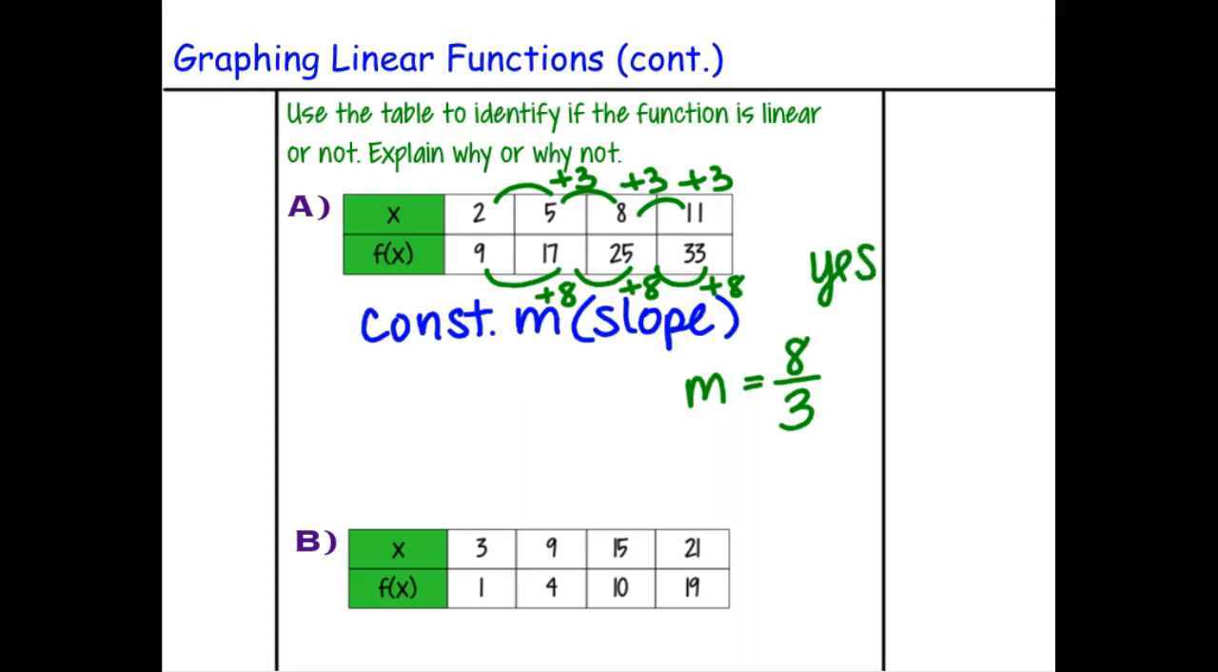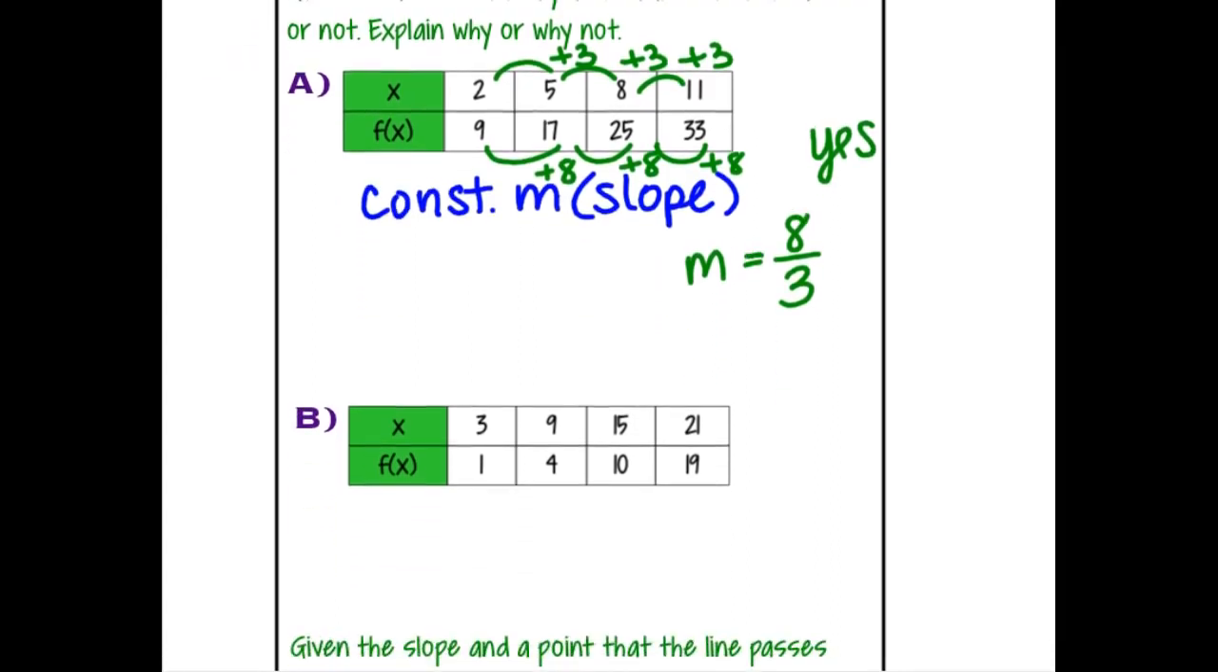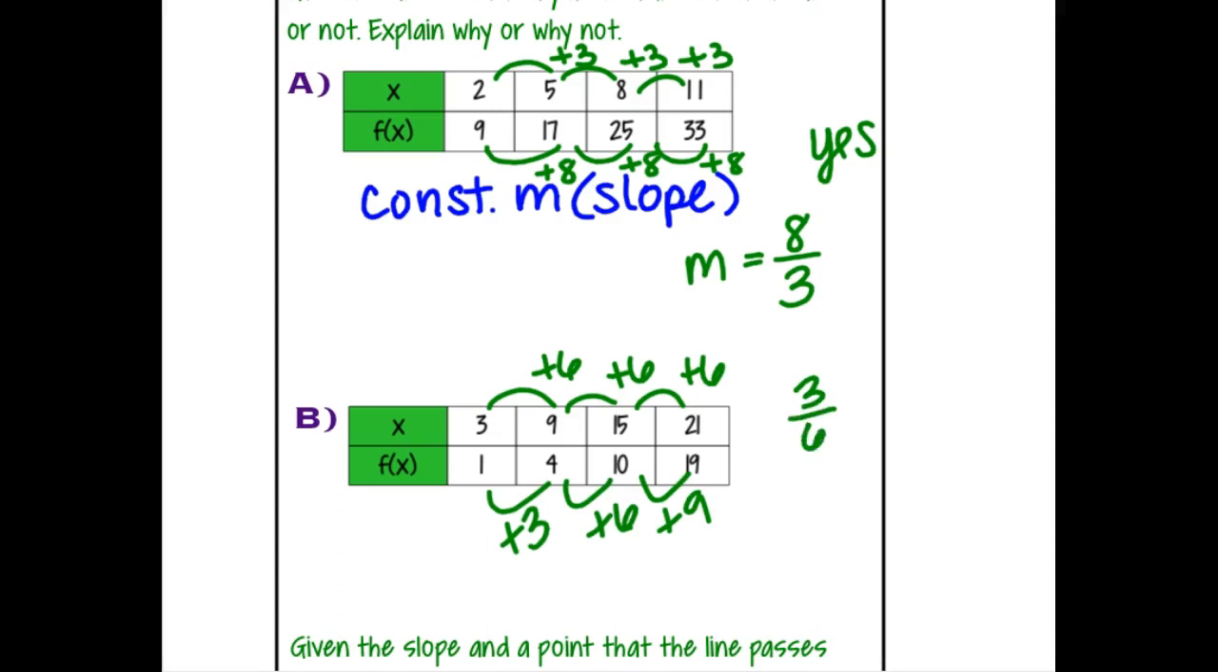If it is linear, you should be able to give me that rate of change. Now on the other hand, when we look at b here, x has changed. This is plus 6, plus 6, plus 6, and because that's the same, then that means that these should be all the same. But this is plus 3, plus 6, plus 9. Now, while that increases at the same rate, we have a rate of change of 3 over 6, 6 over 6, and 9 over 6 if I'm looking at my numbers here. And because these are not equal to each other, this is not linear.